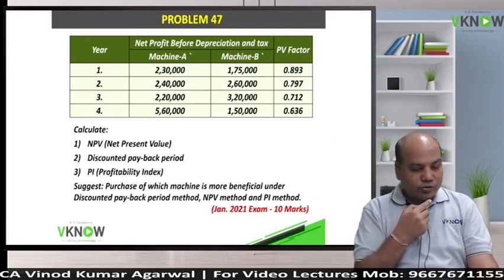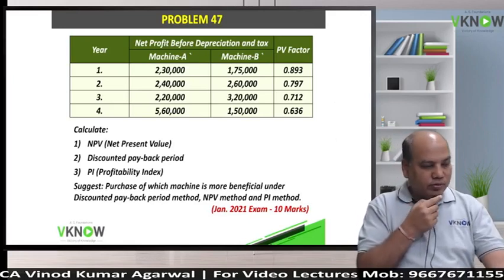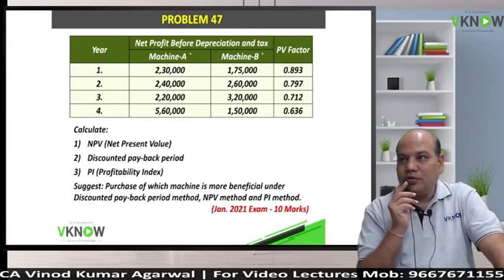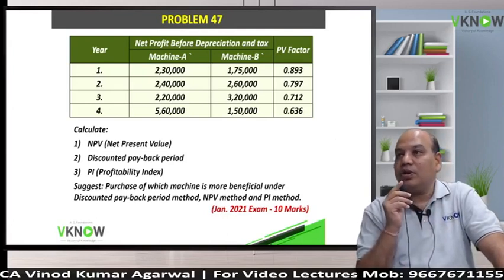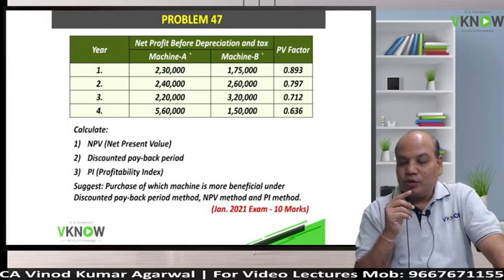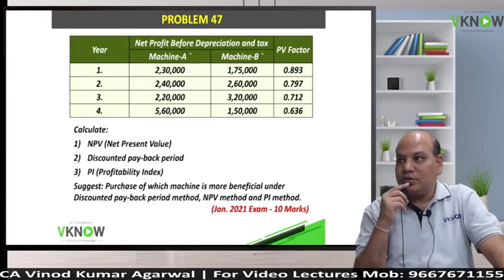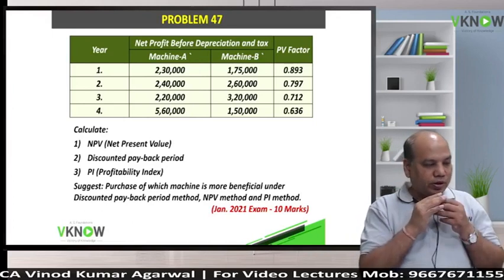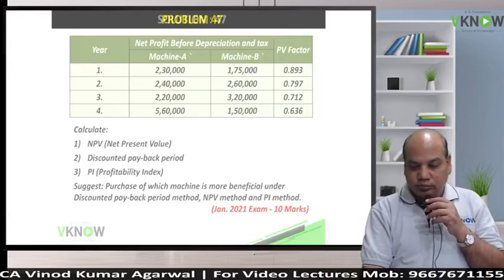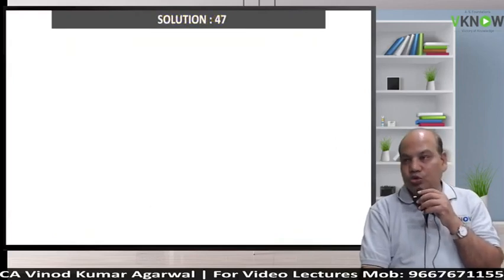Okay. So first I need to find out one thing which is common in all the answers, and that is CFAT. Yes or no? All three methods would require cash flow after tax. And you are given net profit before depreciation and tax. So first you deduct depreciation, then tax, and then add back depreciation. Okay. One by one we'll have to do because it is going to consume some time. So this is a problem of mutually exclusive proposals.